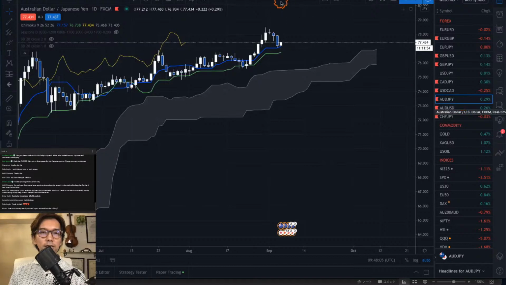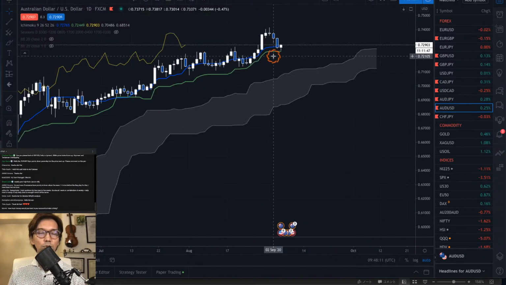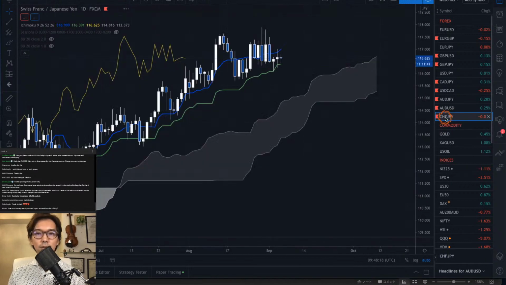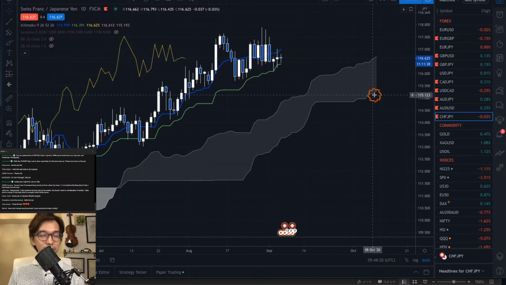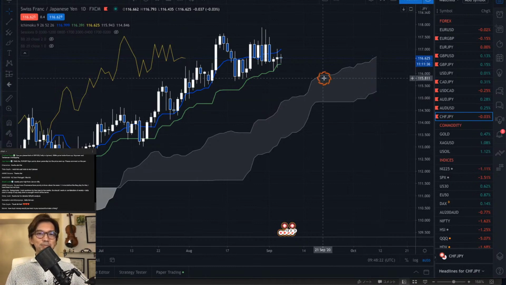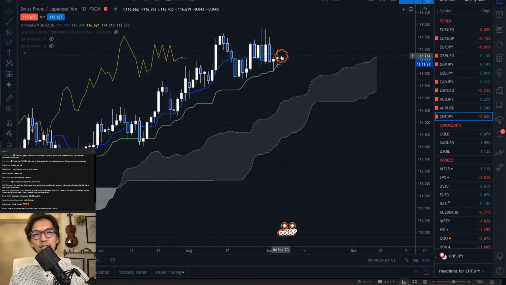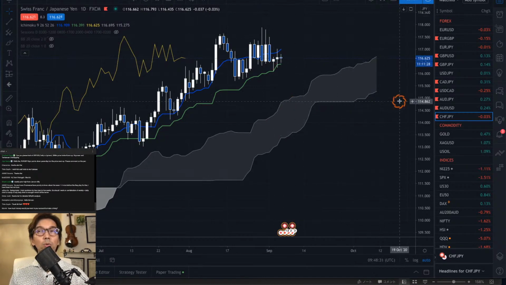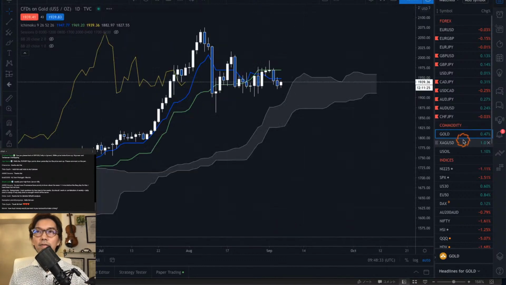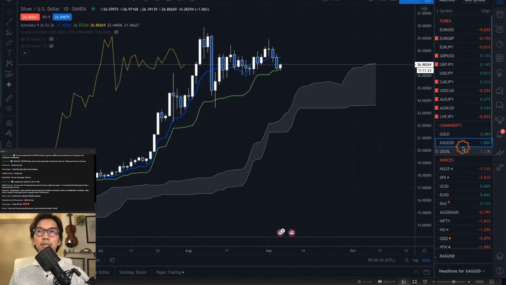AUD JPY also retraced 2 or 3 days, so I don't look for the buy chance yet. AUD USD is ranging also, Kumo flat, Kijun Sen flat after 2 days of retracement. And CHF JPY looks to be very good. I mean, this is ranging like a doji candle the previous day. Today looking like a doji candle too. So overall I think it's kind of difficult to look for a buy chance right now.